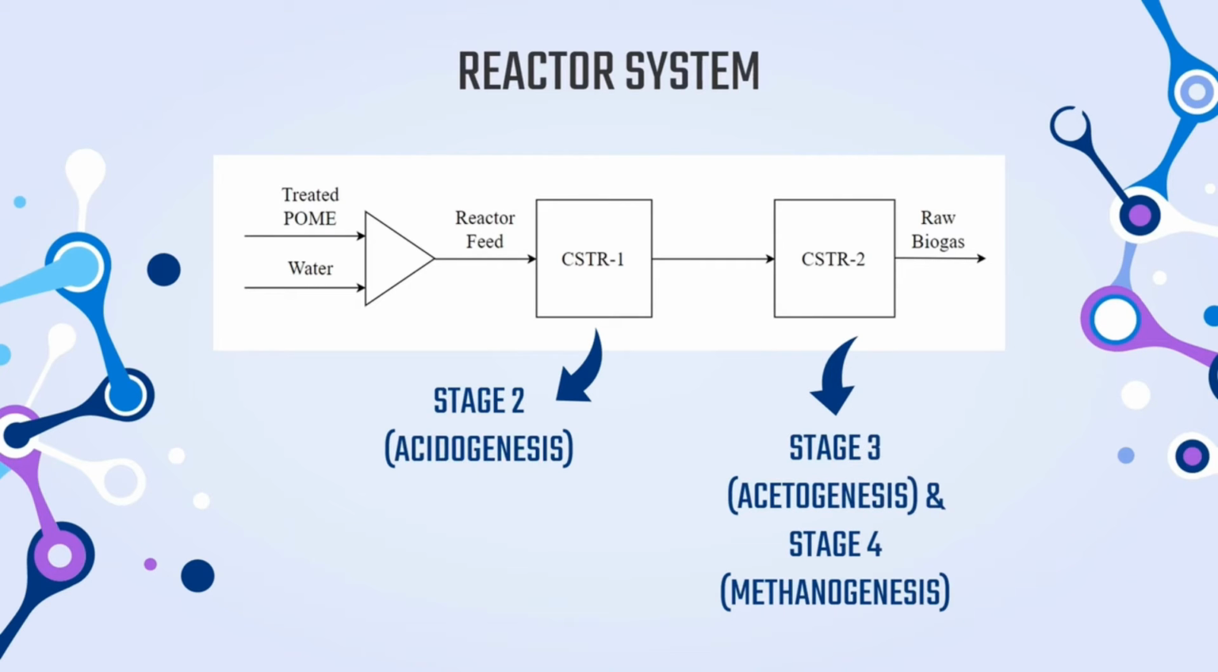In CSTR2, stage 3 and 4 will occur subsequently. In order to make sure that only stage 2 occurs at CSTR1, its pH value has to be maintained at around 5 to 5.5, while in CSTR2, the pH is maintained at 7 for stage 3 and 4 to occur. The reactor will be operating isothermally at a temperature of 37 degrees Celsius and 1 atm with negligible pressure drop.